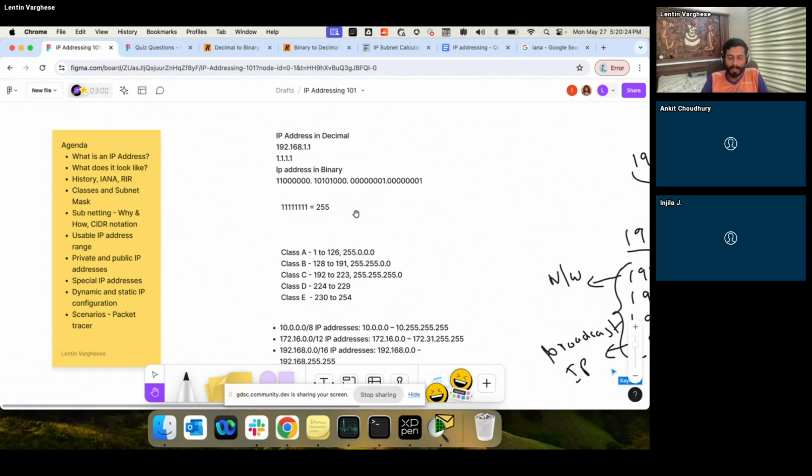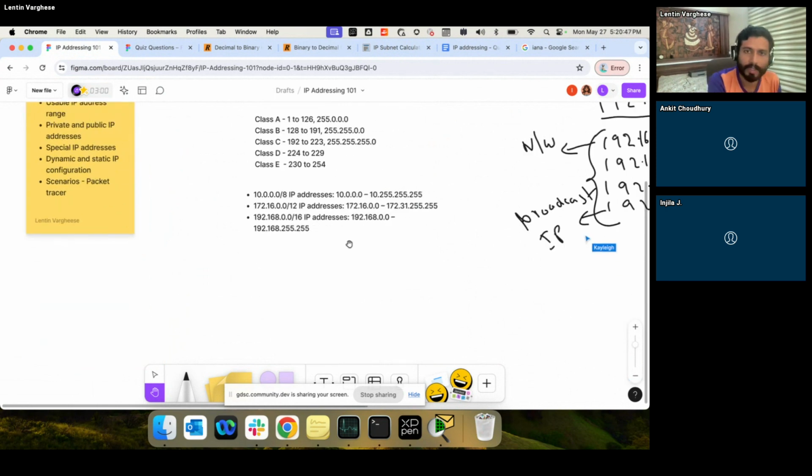As and when the number of IoT devices increased, a new concept got introduced: private IP addresses and public IP addresses. What this means is there is a specific range of IP addresses in each class. So this is what I'm referring to. This is that specific range. This range of IP addresses can be used by anybody in any way in their network.